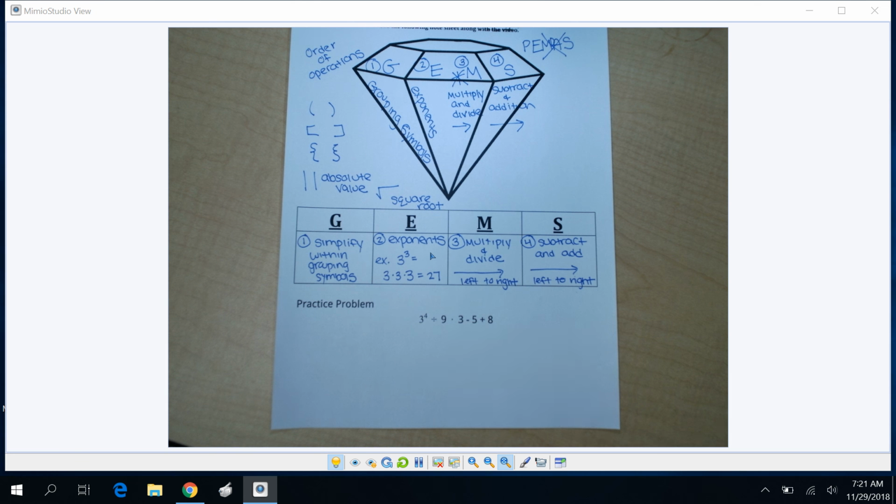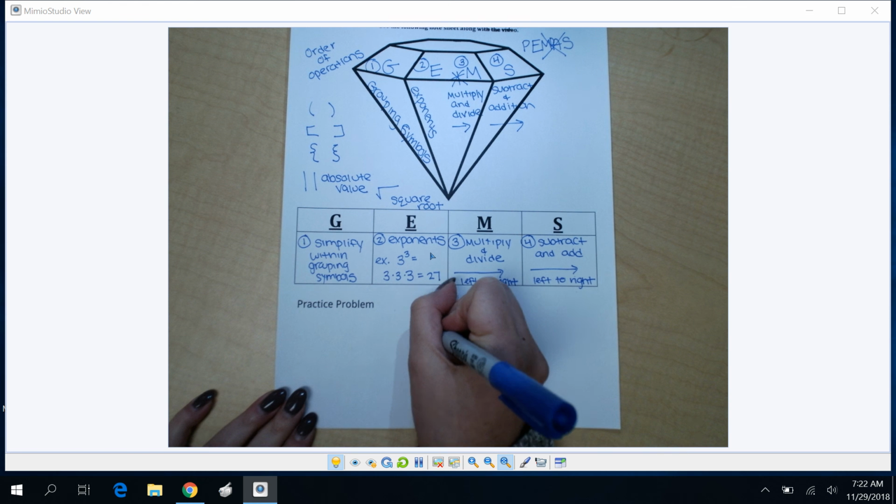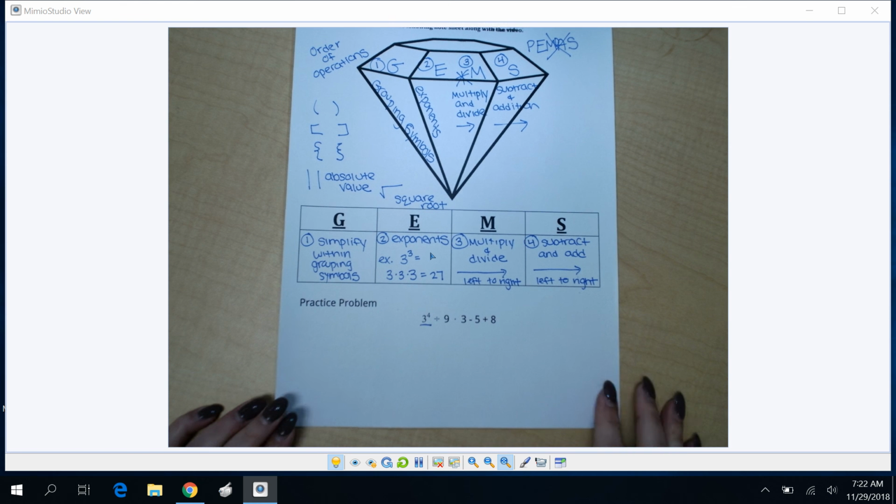So I'm going to use order of operations to solve this problem. I'm going to go through my steps. So step 1, I look for any grouping symbols in here, and I don't see any. So I can go on to step 2, which are my exponents. And I do see an exponent, 3 to the 4th power, so I'm going to underline that because I know I need to solve that first.